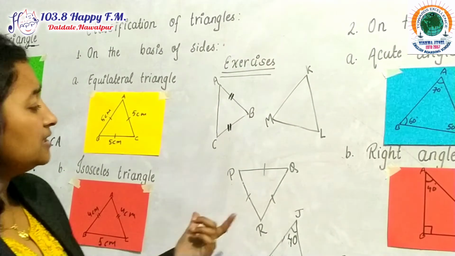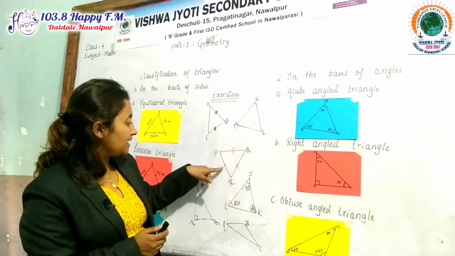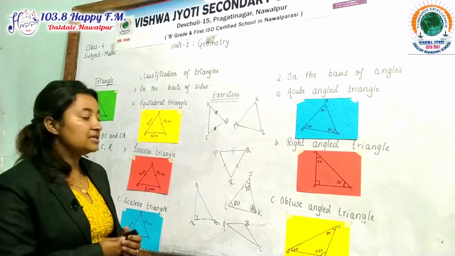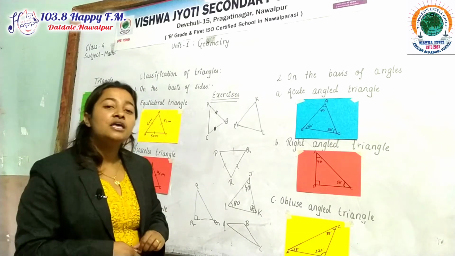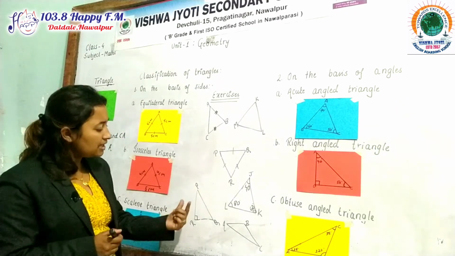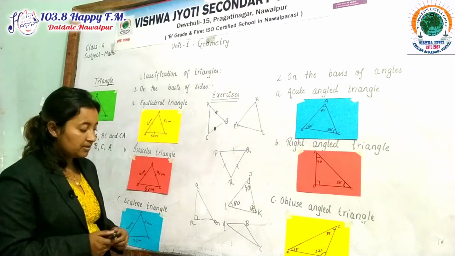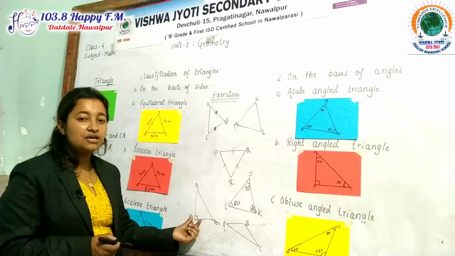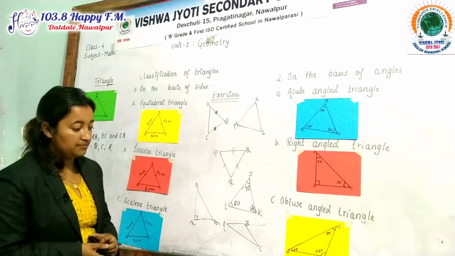Here all these sides are equal. This symbolizes that all the sides of the triangle are equal. So which type of triangle has all the sides equal? Definitely, it is an equilateral triangle. Now let's come here. In this triangle PQR, which type of triangle is it? You can see the symbol of 90 degrees here. So one of the angles is 90 degrees. Very good. This is a right angle triangle.